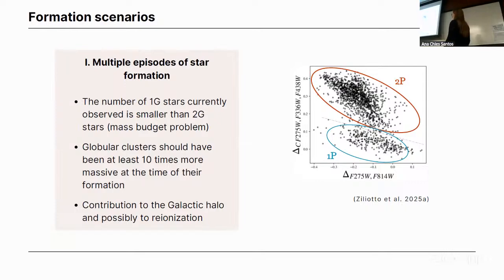And you may notice that there is something wrong with this scenario because the number of first population stars is a lot smaller than the number of second population stars. And we call this the mass budget problem. So in case this set of scenarios are correct, the solution for this problem would be that the cluster was a lot more massive at the time of its formation and lost most of its first generation stars to the galactic field. So as a consequence of these scenarios, globular clusters would have contributed a lot to the formation of the galactic halo and possibly even to reionization.